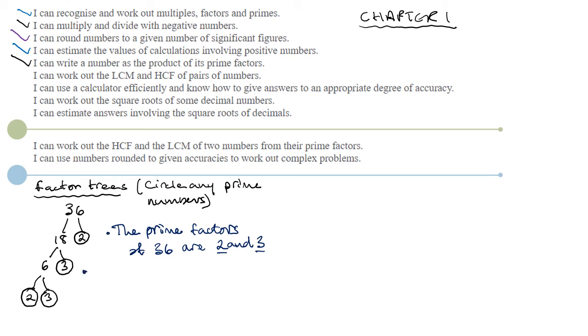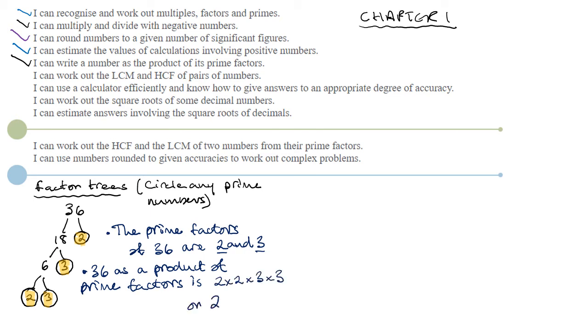So I can say 36 written as a product of prime factors is basically all the numbers I have written multiplied. So there's a 2, a 2, a 3 and a 3. So I would write it as 2 times 2 times 3 times 3. Or if I use powers, I can write it as 2 squared times 3 squared. That gives me the value 36.